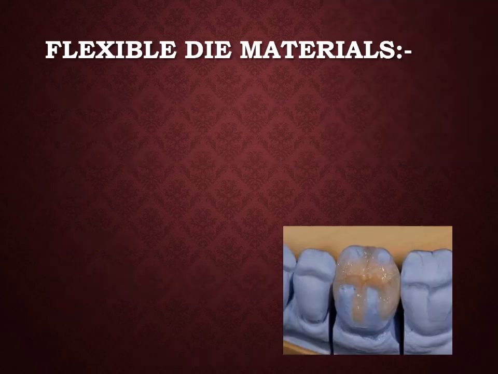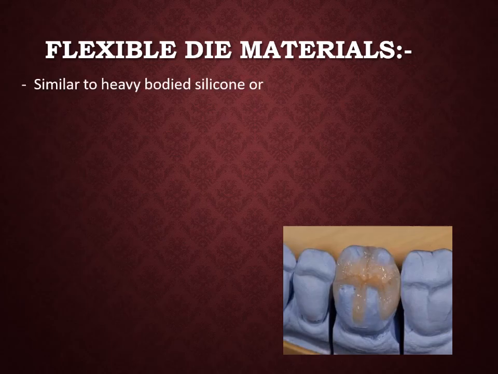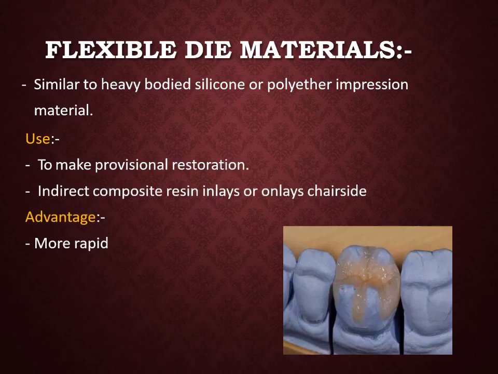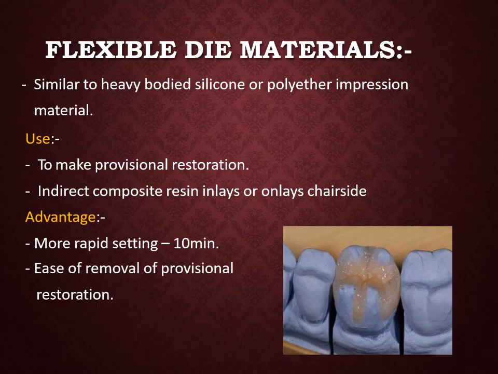Flexible dye materials. Similar to heavy-bodied silicone or polyether impression material, it is used to make provisional restorations and entire composite resin inlays or onlays chairside. Advantage: it has more rapid setting, in 10 minutes, and ease of removal of the provisional restoration.